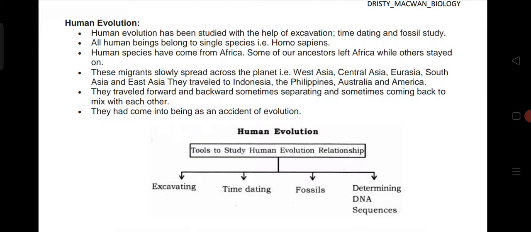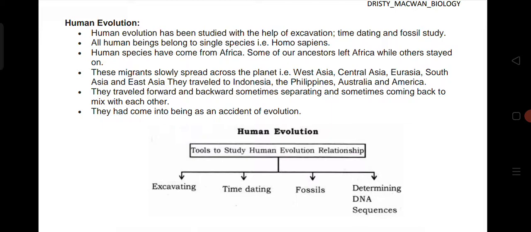All human beings belong to a single species, that is Homo sapiens, right? Homo is the genus and sapiens is the species. So Homo sapiens, that is the genus along with the species, is what we are. For human beings, the species is said to be Homo sapiens.